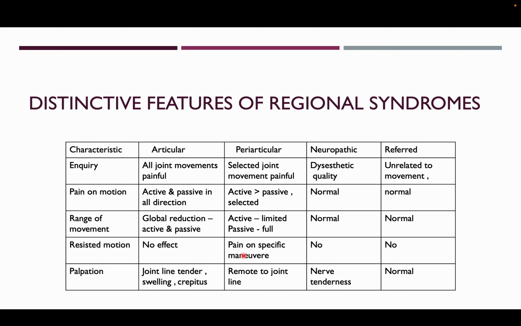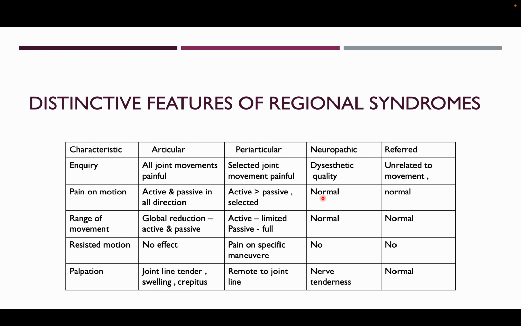In the case of periarticular pain, when that particular tendon is involved, generally tenderness is away from the joint line. In articular pain, on the joint line, you will find tenderness and swelling. So there are other pains also. Example, in the case of neuropathic pain, that can be referred pain also.